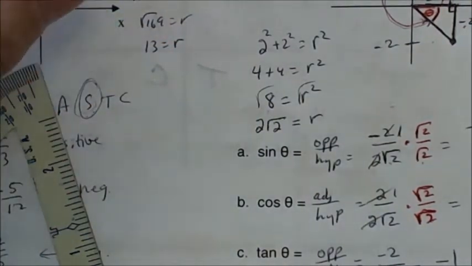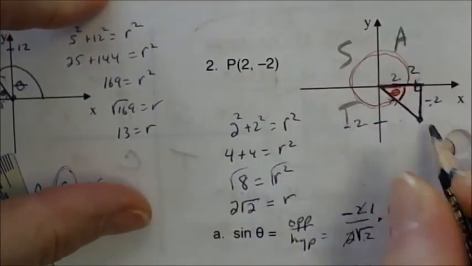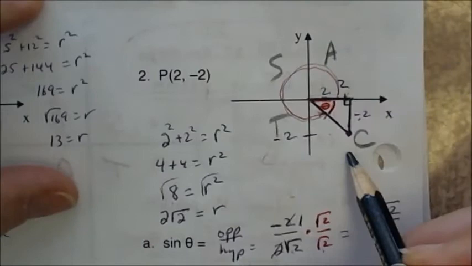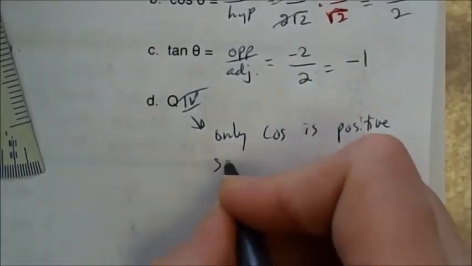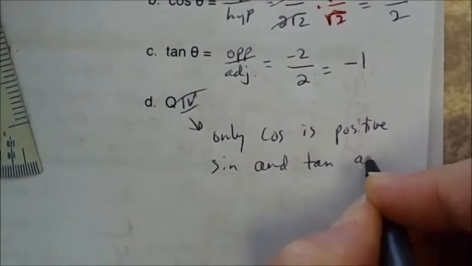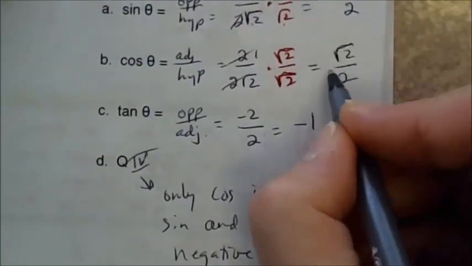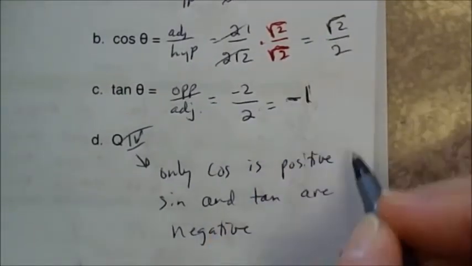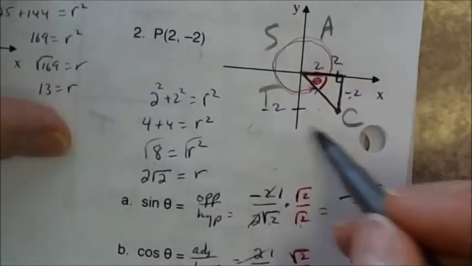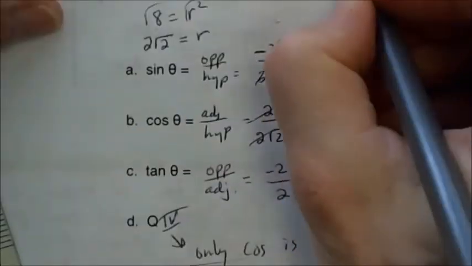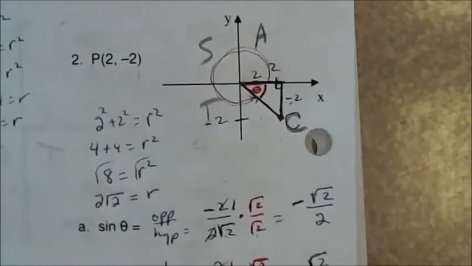And again, let's talk about All Students Take Chemistry. All Students Take Chemistry means in quadrant 4, only the cosine is positive, which means that the sine and the tangent are negative. And that's what we saw here. Look, the sine is negative, right? The cosine turned out to be a positive number, and the tangent turned out to be a negative number. So we can see that All Students Take Chemistry applies here because C stands for cosine. Only the cosine is positive in quadrant 4.